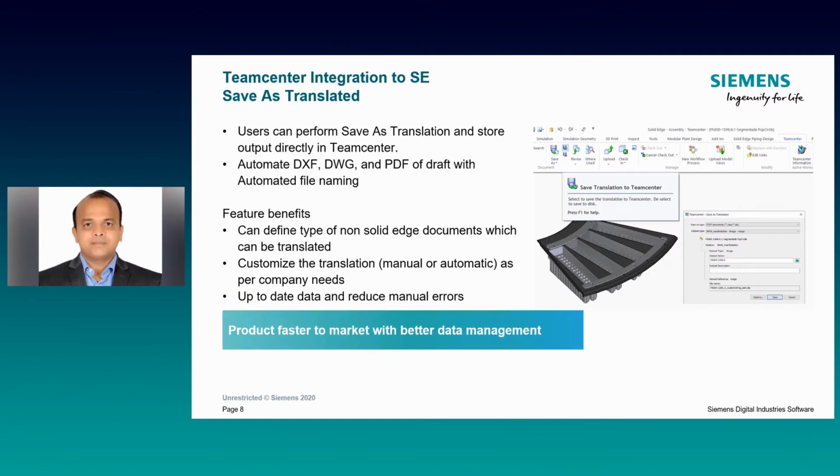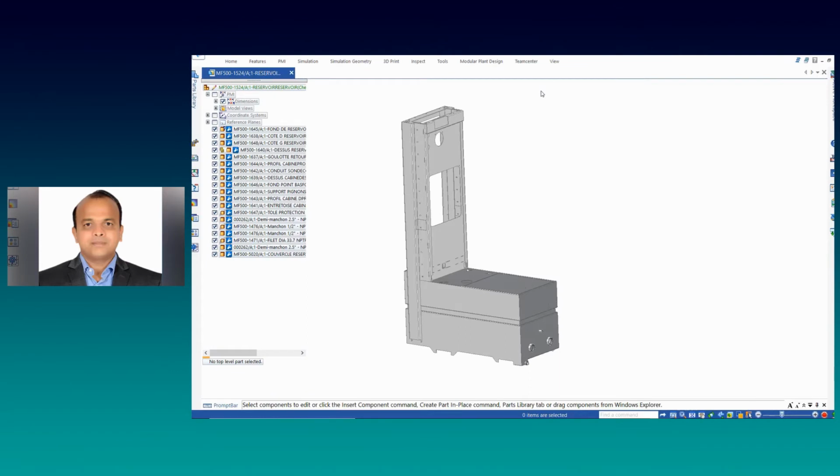You also have the option to automate this process of translation with output file naming. This really helps automate the workflow where you would want to translate and manage the outputs in Teamcenter with a manual or automatic process and auto naming. Let's take a look at how this works in Solid Edge.